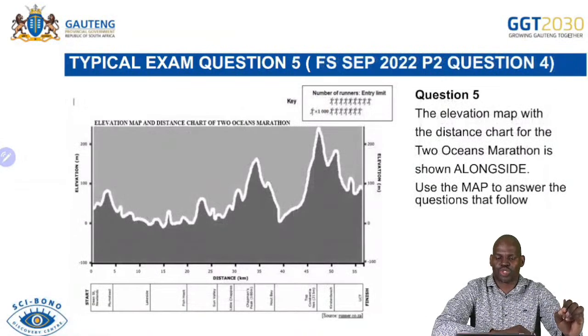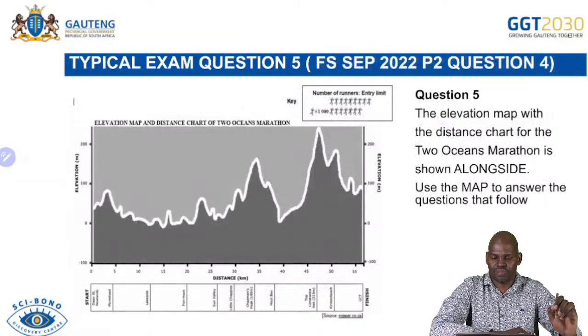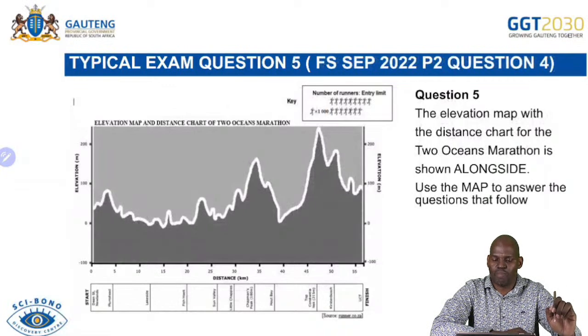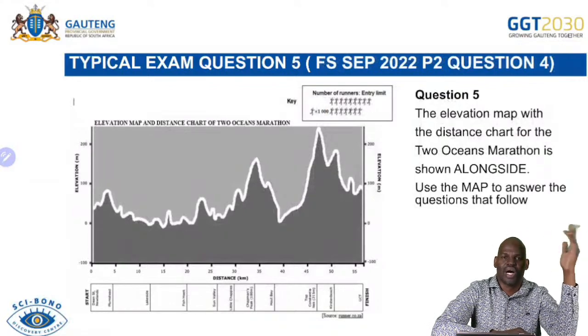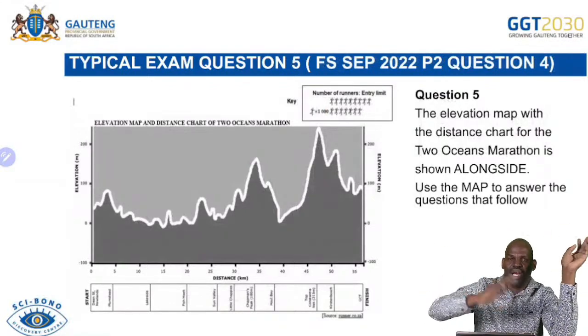Okay, then the next question is taken from Free State, September 2022, paper 2, question 4. It was question 4. Then it's the elevation map. Remember, we spoke about the elevation map from the beginning. It's about the highs and lows of the land.